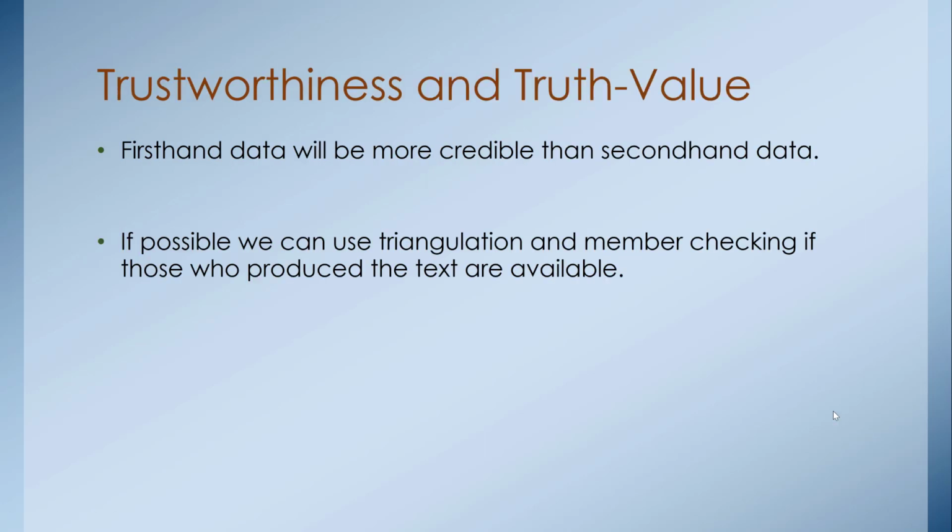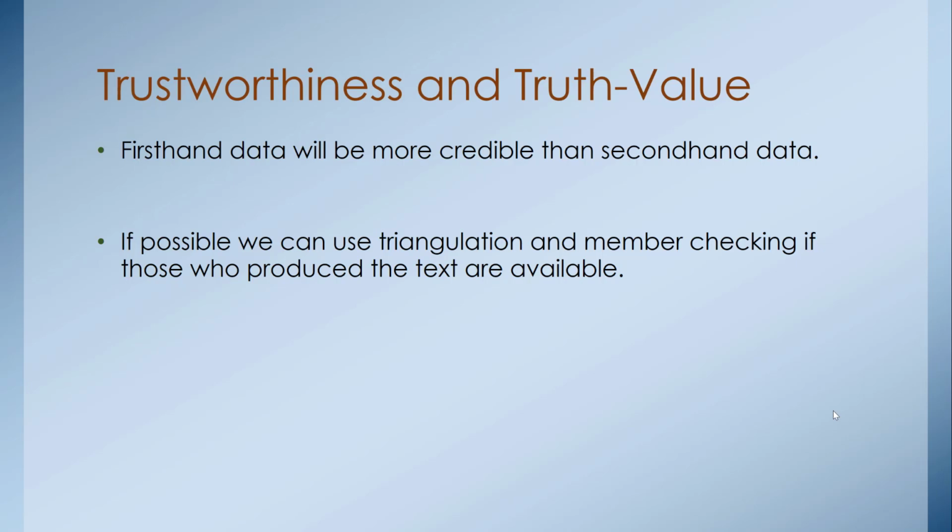When we talk about trustworthiness and truth value, of course, first-hand data is going to be more credible than second-hand data. First-hand data is the actual experience of the person who was writing it. Second-hand data is going to be an interpretation by the person writing the information. We can possibly use some triangulation in this. We may or may not have access to those who wrote the data. If we do, we can do some member checking. But in this, it's going to be a little bit harder to establish the trustworthiness and the truth value of the information.